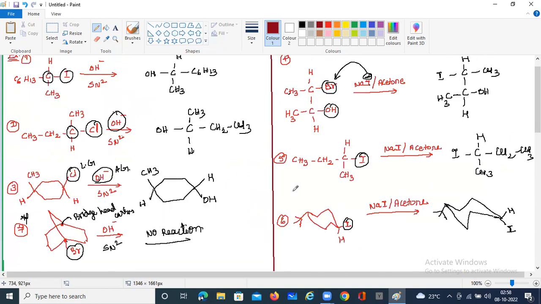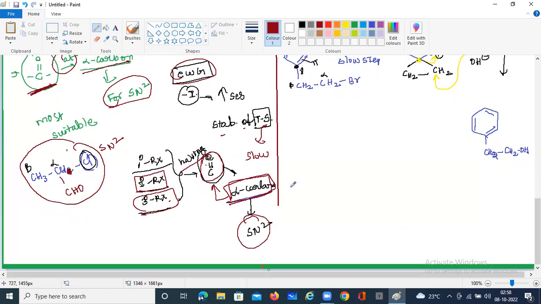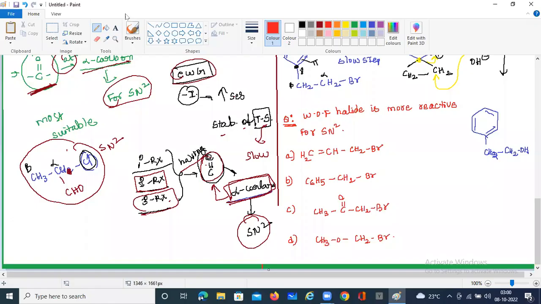Okay, here I would like to give one question based on this SN2, and then we can stop. Please answer it. The answer is on this same page, whatever you are seeing. Just pause the video and think once. Okay, I will give the answer now. What is the answer? What is the question asking?